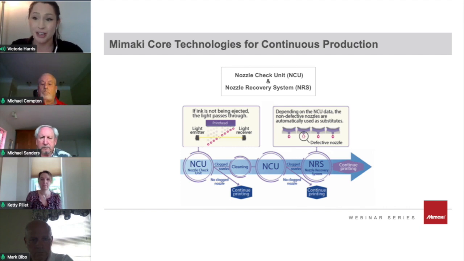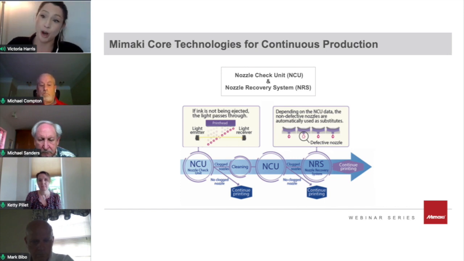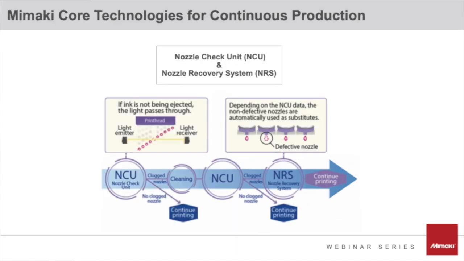And so what this function does is the nozzle check unit has a laser beam that goes across the platen of the printer, basically across the printer's width. And so when an ink droplet isn't fired out of the print head, the laser beam goes across and it recognizes this. Then it'll automatically go into a cleaning function. If the nozzle can be recovered, then it'll continue printing. It's all automatic. If the nozzle cannot be recovered, the nozzle recovery system automatically goes on and it'll replace the defective nozzle with a working nozzle and it'll continue printing. So this is a continuous workflow technology.